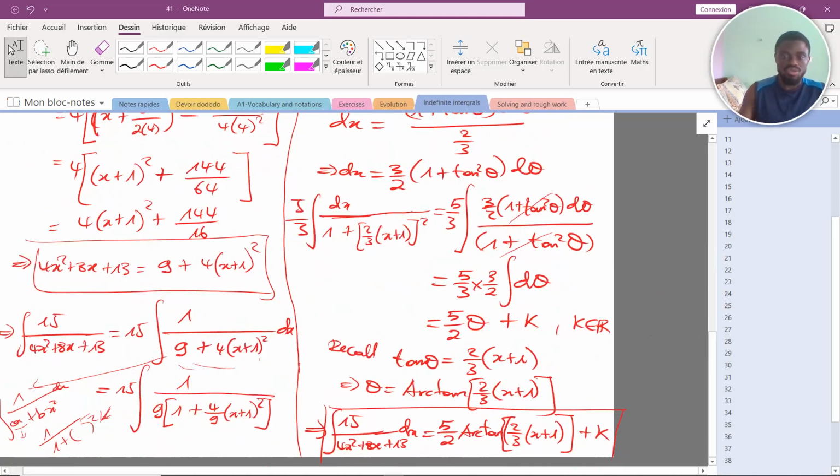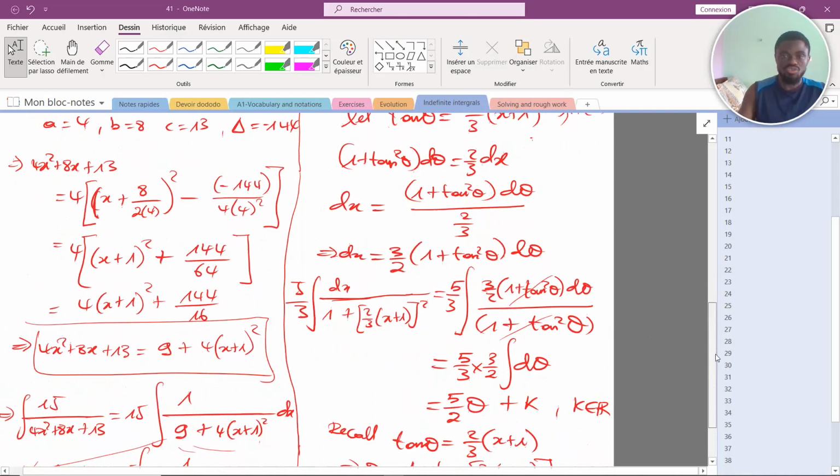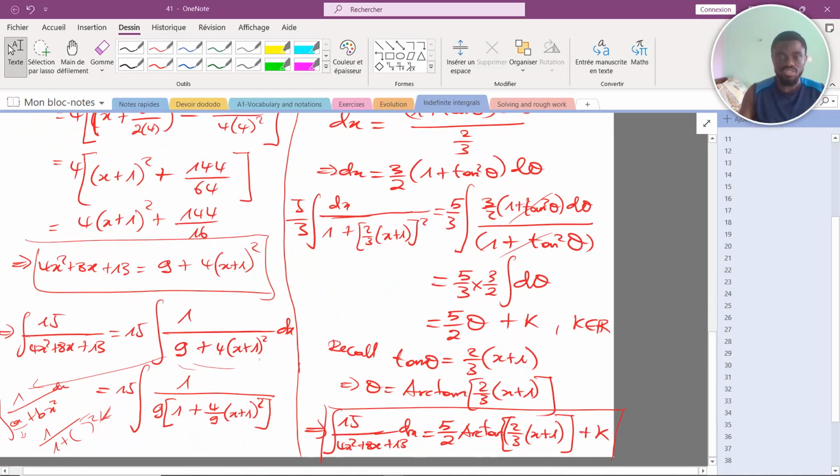But we recalled that tan theta was equal to what? Our substitution was tan theta being equal to this. This means theta equals what? The arctan, or the tan inverse, of this. From there, we conclude that the integral of this is equal to 5 on 2, where I see theta, I replace it with this arctan of this, plus a constant of integration.